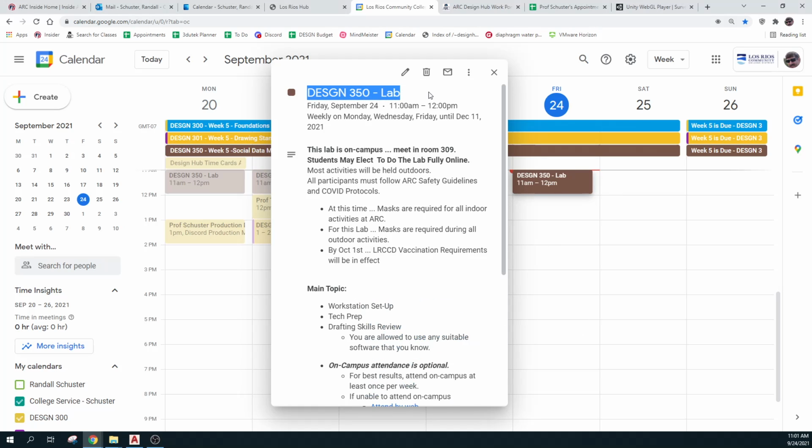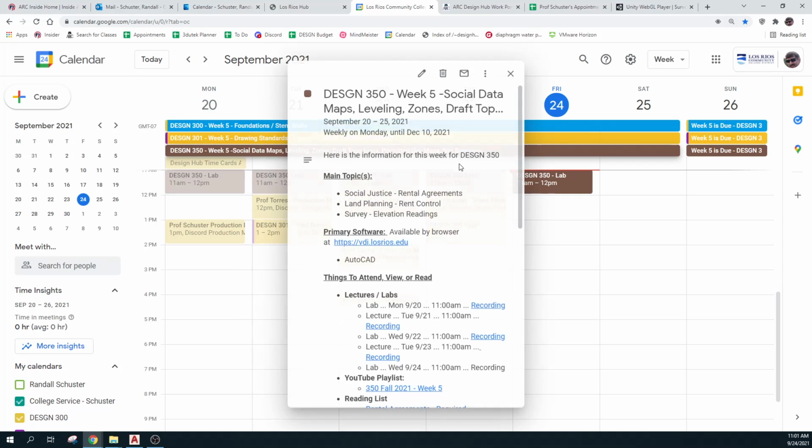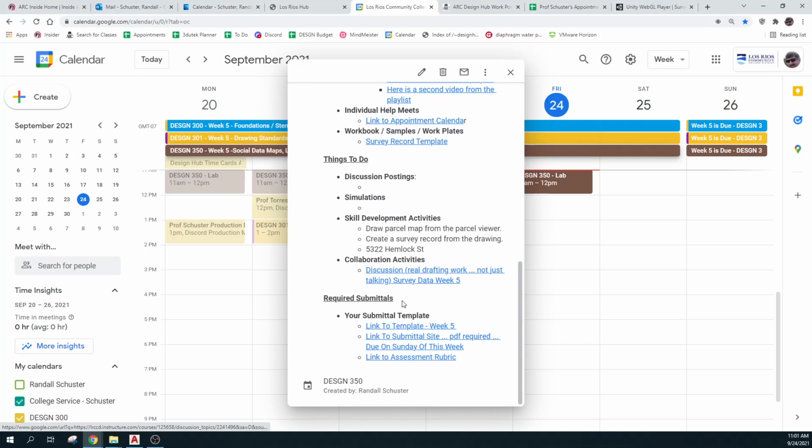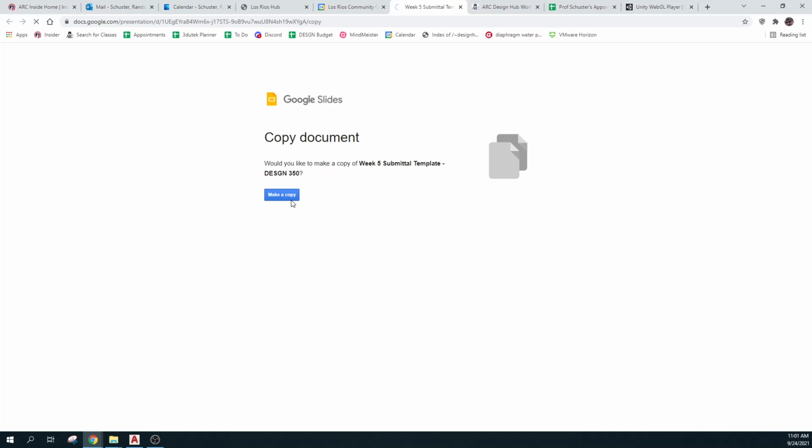It's our Design 350 lab on Friday. I've got a couple of things to go over. One, I want to go over how to read that your site is level. And then I think we need to look at the submittal template and see what's required there. So I'm going to look at that.